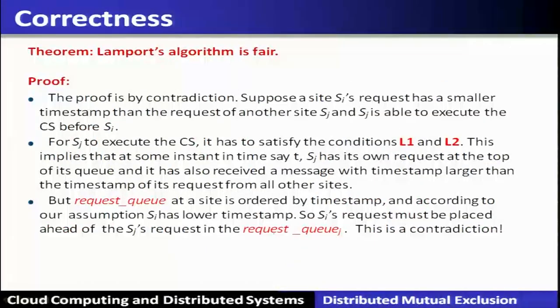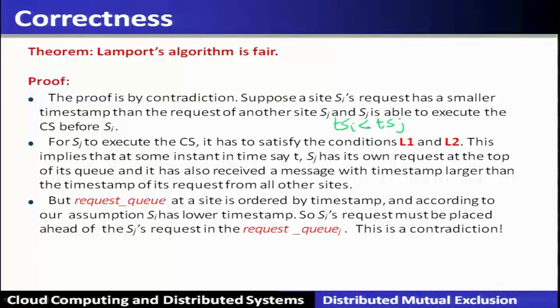Now, another correctness criterion says that Lamport's algorithm achieves fairness. The proof of this is also given by contradiction. Suppose Si's request has a smaller timestamp than the request of another site Sj, and Si is able to execute the critical section before Sj.